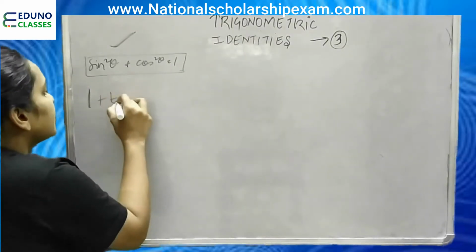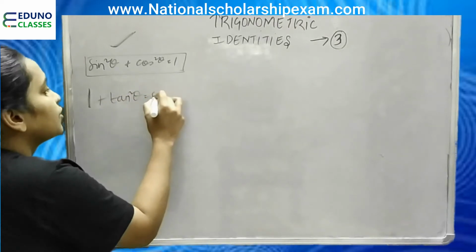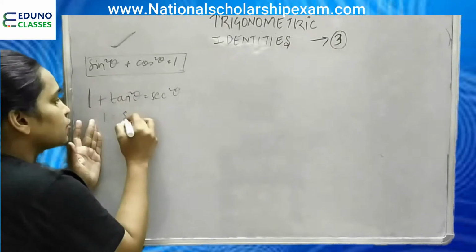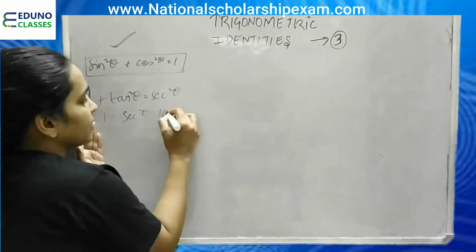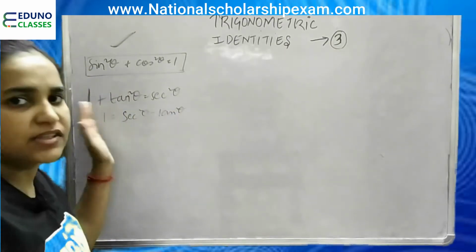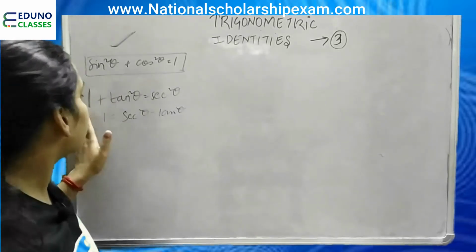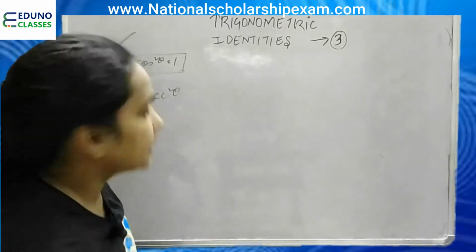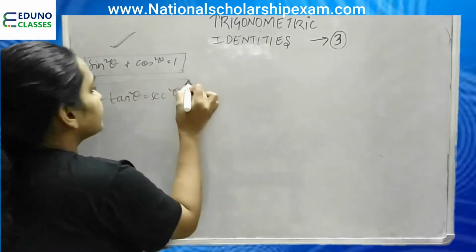1 plus tan square theta is equal to sec square theta, or you can write 1 is equal to sec square theta minus tan square theta. Both are the same thing. It's just a matter of rearrangement. So I am taking the first one. This is your identity, and now we will prove this identity.